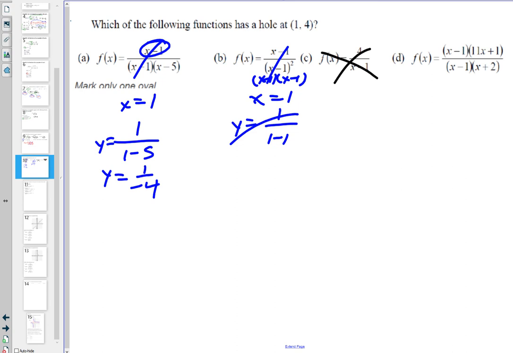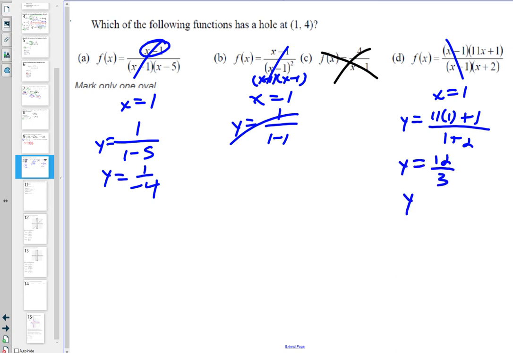But now when I go to this other one, once I remove the 1, because this also is going to have a hole when x is equal to 1, if I plug the 1 into what's left over, it'd be 11 times 1 plus 1. The top would give you 12, the bottom would give you 3. Again, in order to find the y of the hole, you remove the discontinuity and then plug in whatever x the hole is at.